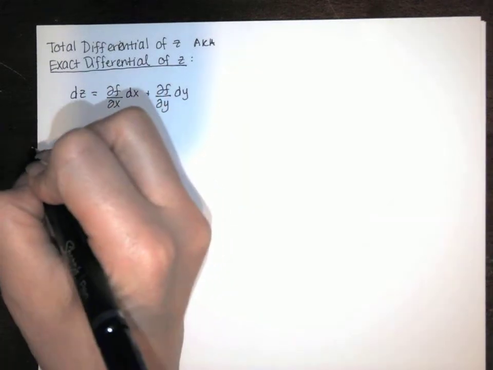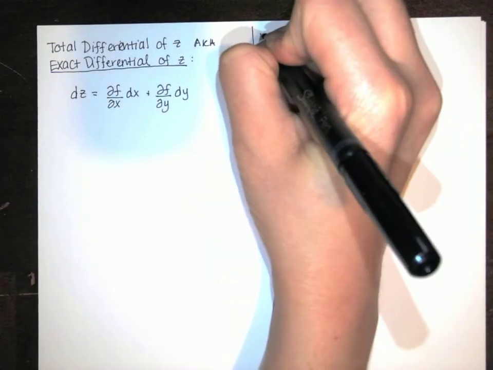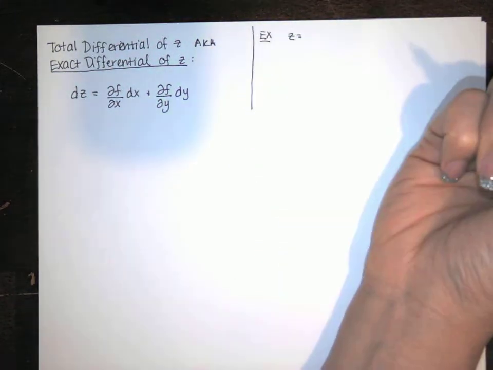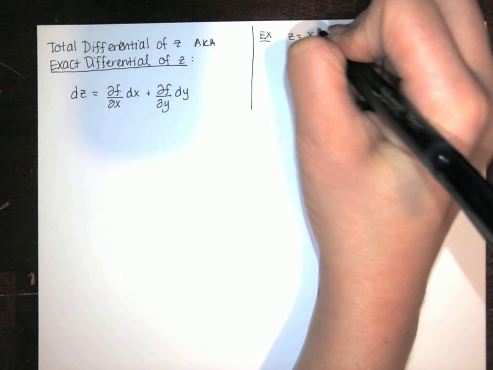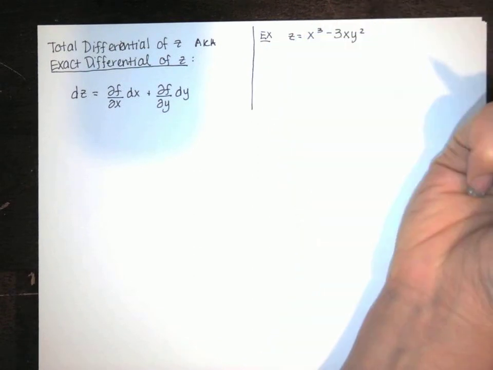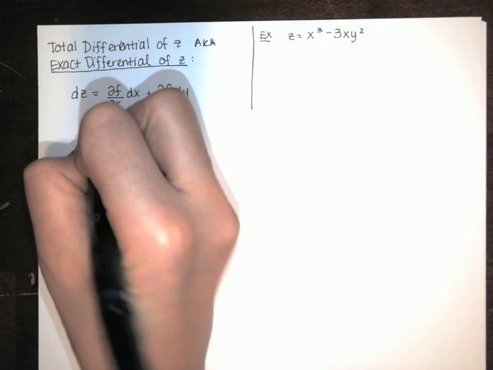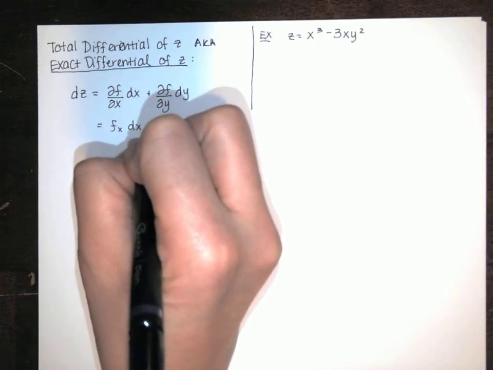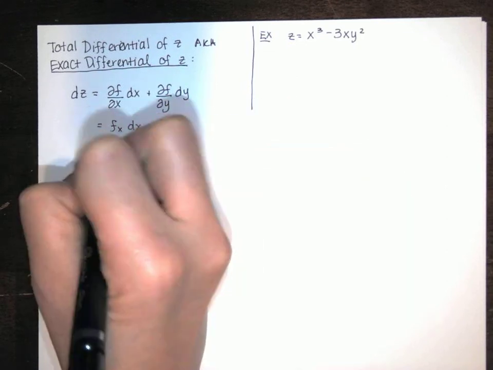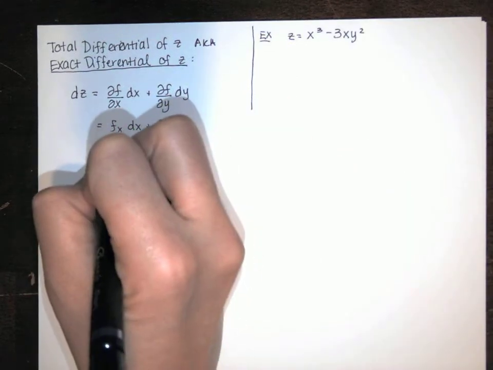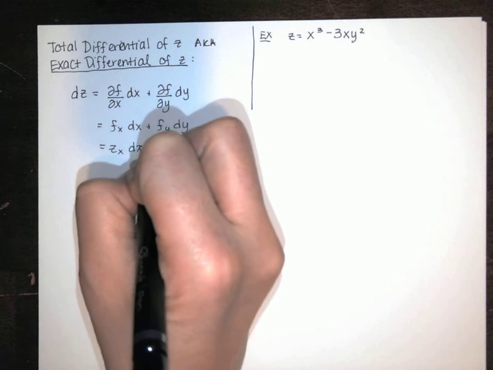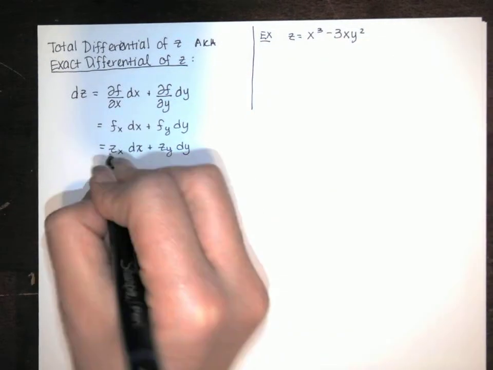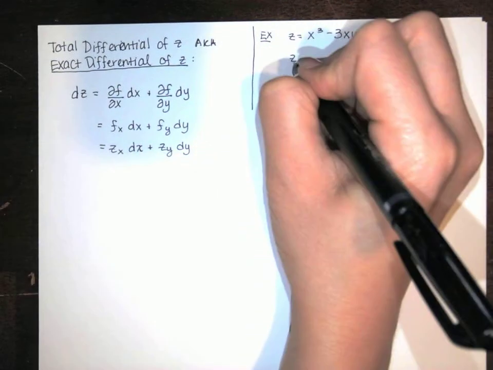So here's an example. Let's say z equals x cubed plus 3xy squared. Well, then I could write this lots of different ways. I could write this in subscript notation. That's the partial of f with respect to x times dx plus the partial of f with respect to y times dy. Or since z is a function of x and y, I could say the partial of z with respect to x times dx plus the partial of z with respect to y times dy. Any of those is fine. I'm just going to use this notation here because of the way I've written this here.